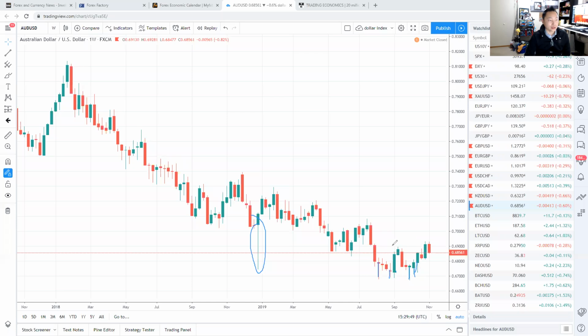But after all that, it has not retested 70 cents, because I'm looking for this structure to get broken, and it hasn't been broken. So I'm just repeating a lot of things here.